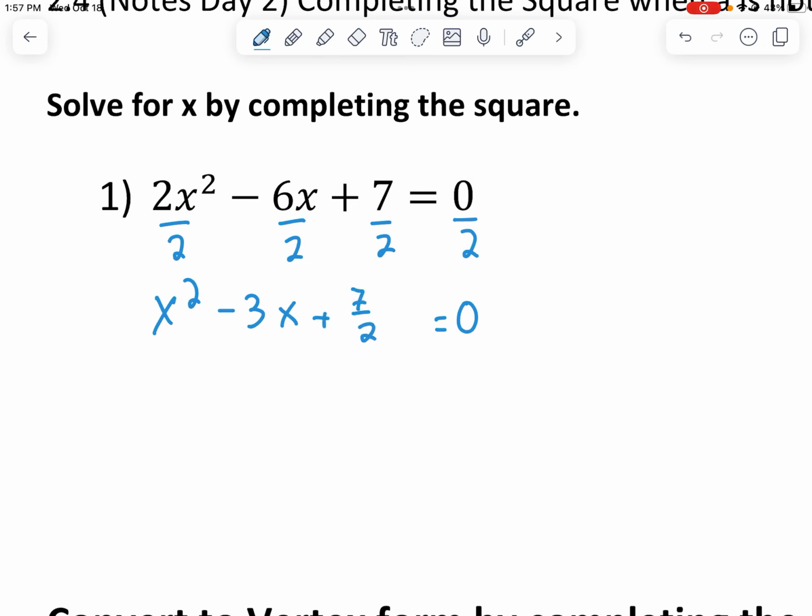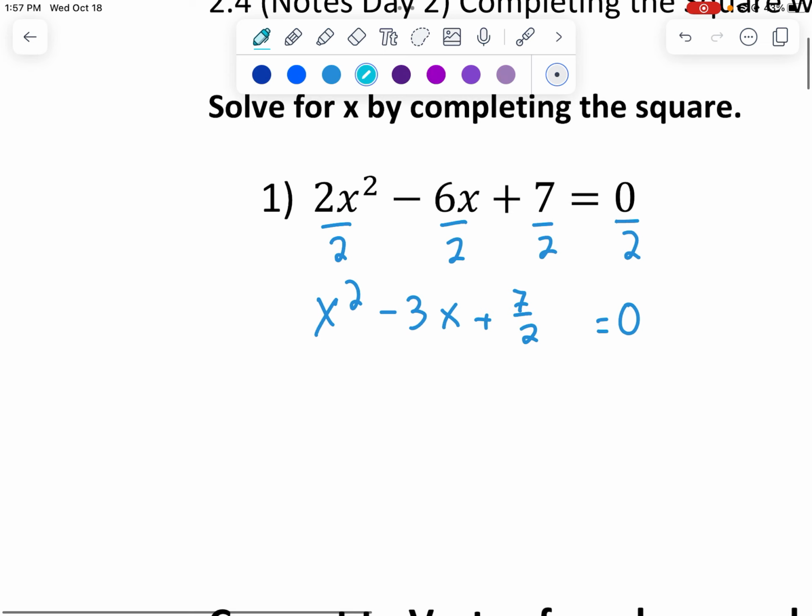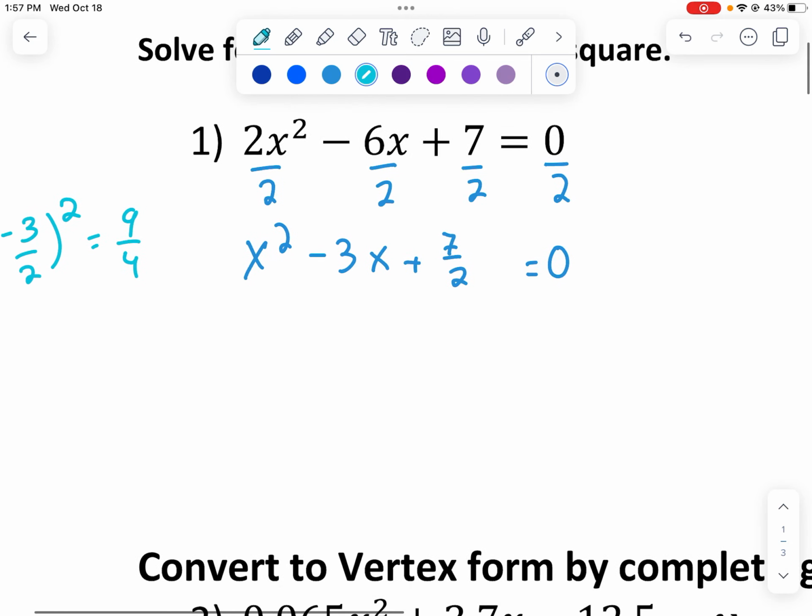Now that our a value is 1, we can just take this x squared and do the completing the square process. So I'm going to have -3. I'm going to cut it in half, and then I'm going to square that value. So that will give me 9/4. And that's what I'm going to plug in for the completing the square.